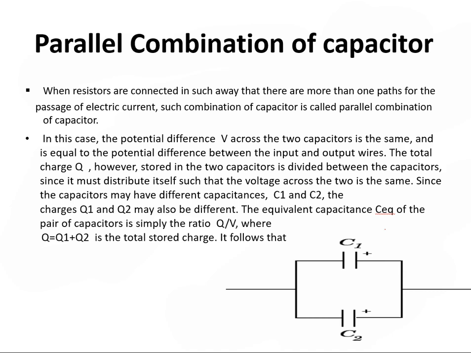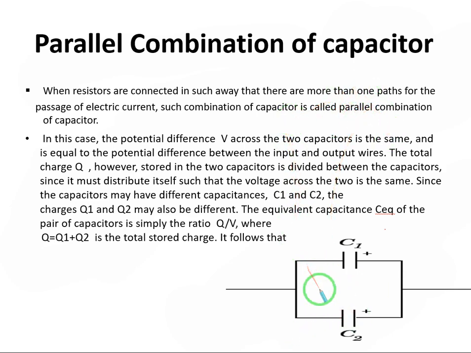So now coming to the parallel combination of capacitors. This is your parallel combination now. We have two capacitors now, C1 and C2. If we have a third, just move it up and make it C3 here. If you have a fourth, make it C4 here. So this will be a parallel combination.